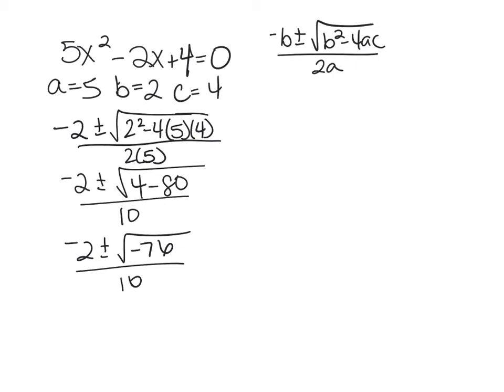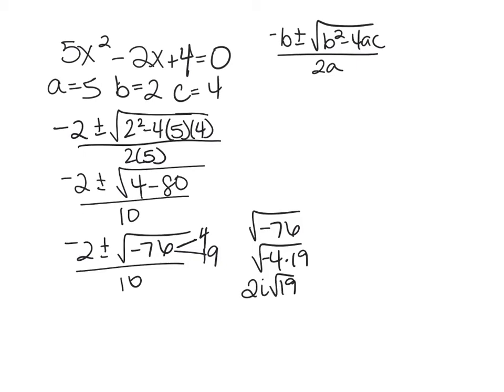Negative 76 is 4 times 19. So the square root of negative 76 is the square root of negative 4 times 19, which is 2i radical 19. So we have to simplify our radicals as well. And we get negative 2 plus or minus 2i radical 19 divided by 10.